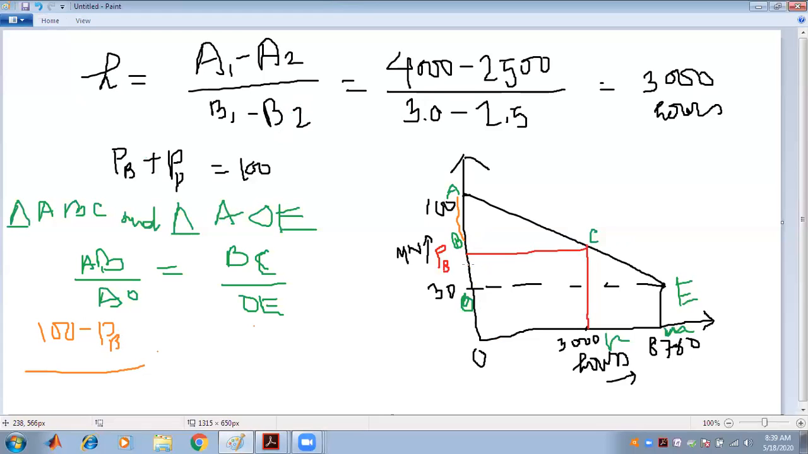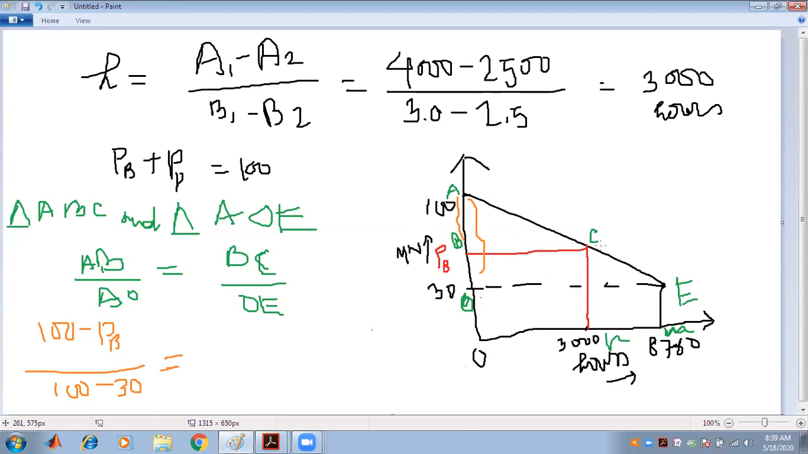What is AO? AO is this total portion, the maximum demand minus the minimum demand. So AO is 100 minus 30.